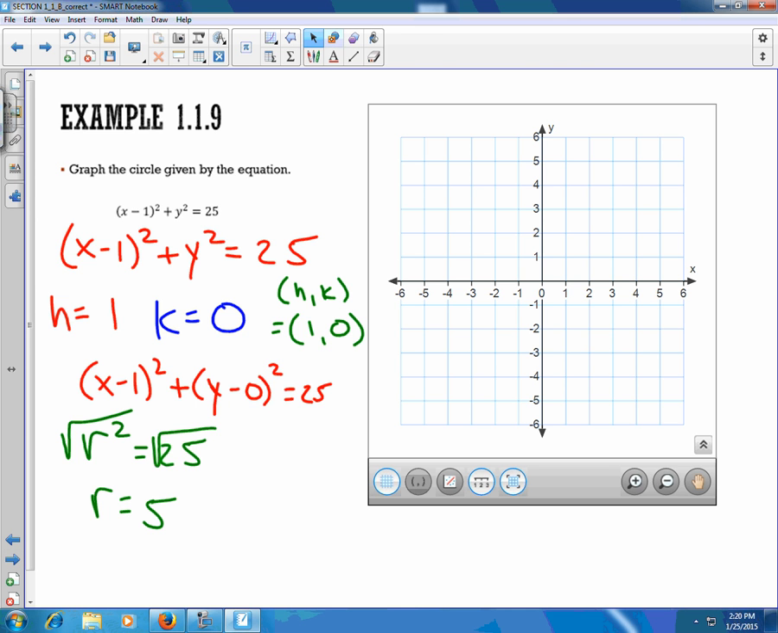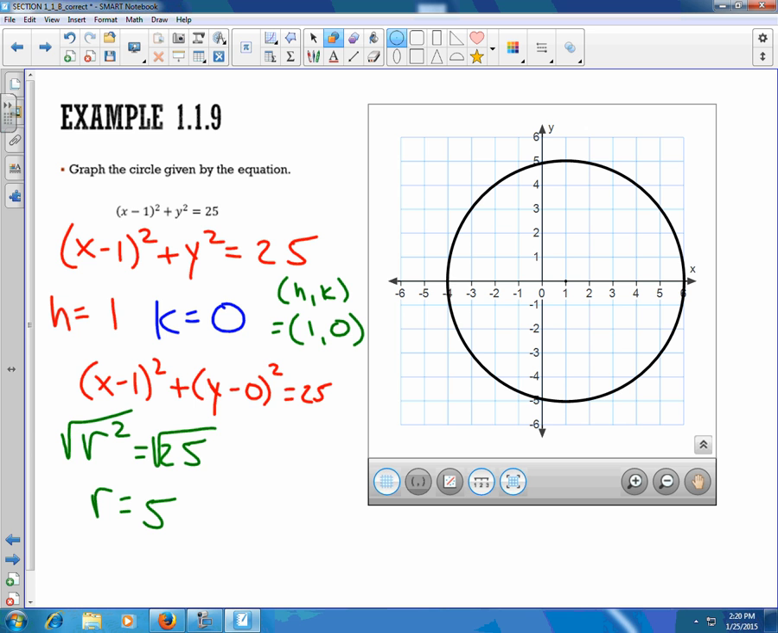So if we start at the point (1, 0), and we're going to move 5 spaces away. And there's our circle.